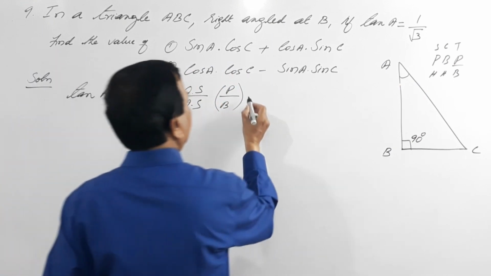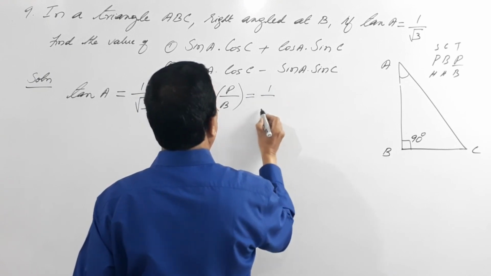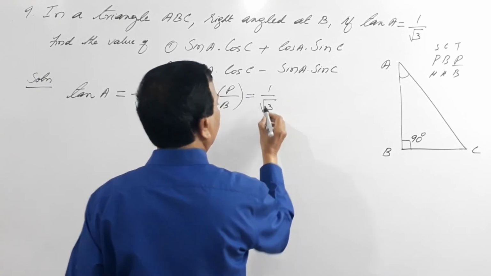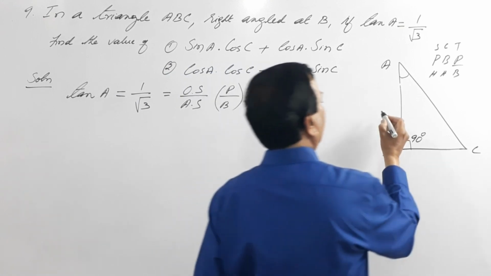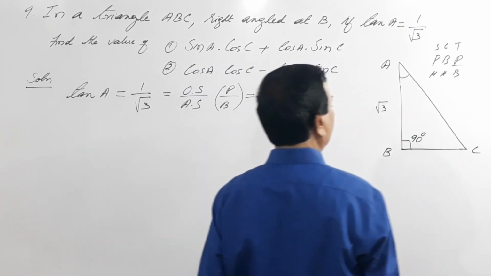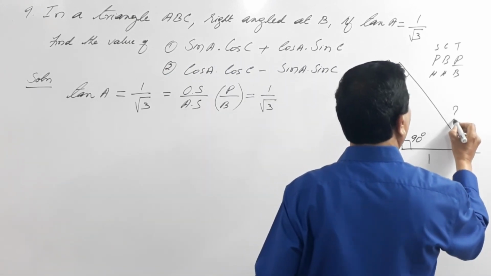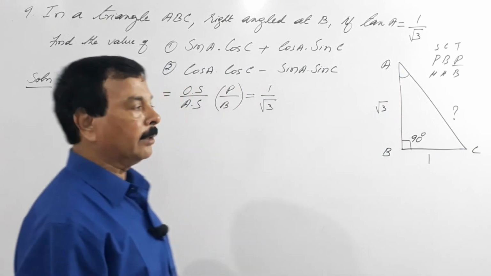So what is this? Opposite side is 1 and adjacent side is root 3. So adjacent side is root 3, opposite side is 1. So you have to calculate this.